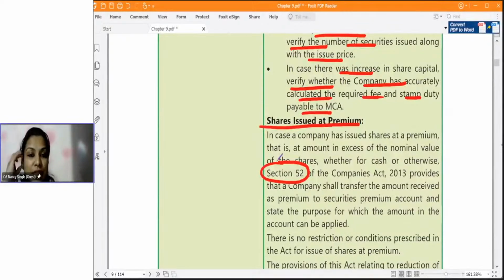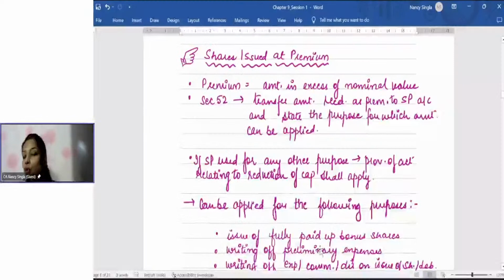Now, issue of shares at a premium. Let me just take you through the, just a minute. So what is the relevant section number? Section 52. See, when the shares are issued at an amount in excess of the nominal value, we say that the shares are issued at a premium. Amount in excess of the nominal value.